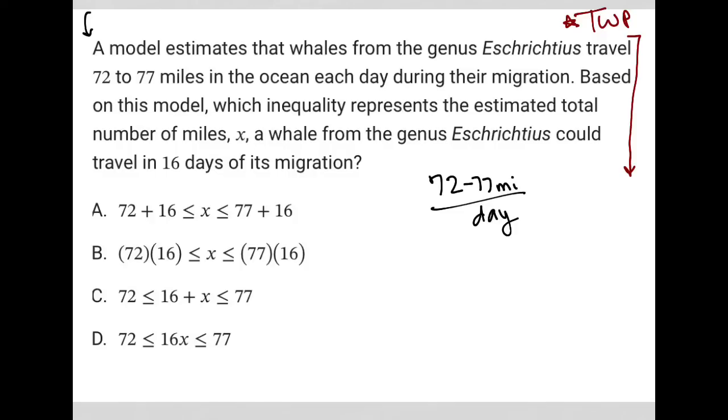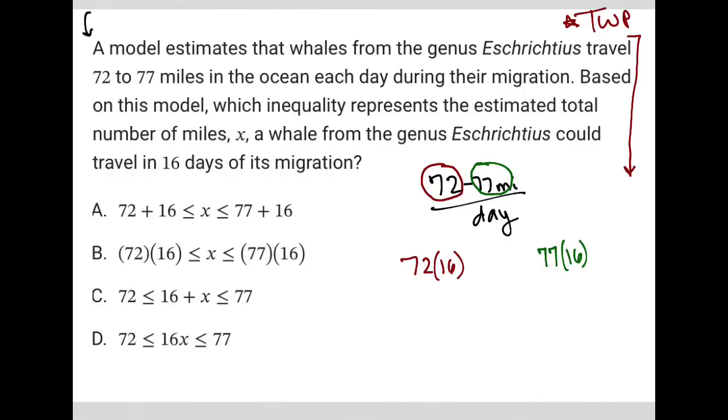So let's take a look at this. So at the minimum of 72 miles per day, if the whale was traveling for 16 days, we'd have to multiply that 72 by 16. And for the maximum of 77 miles per day that whale could travel, and that whale is traveling for 16 days, at a maximum distance, that whale would travel 77 times 16.